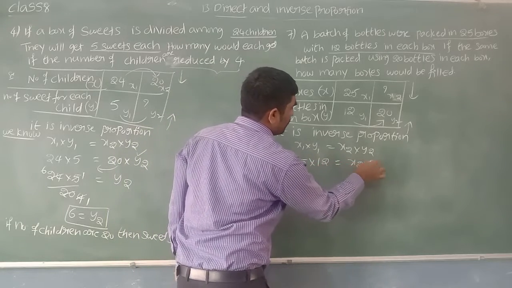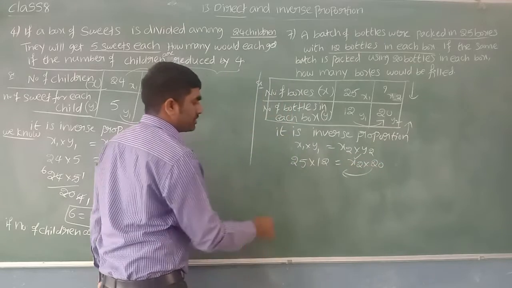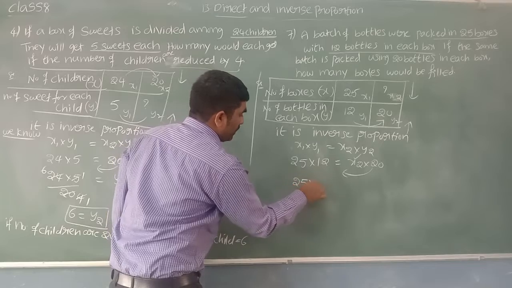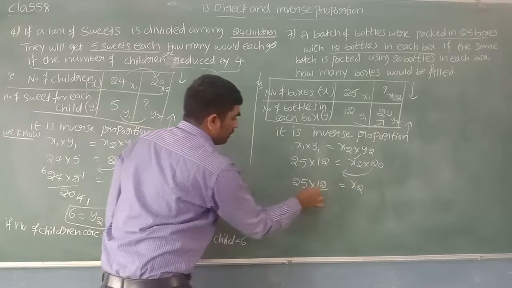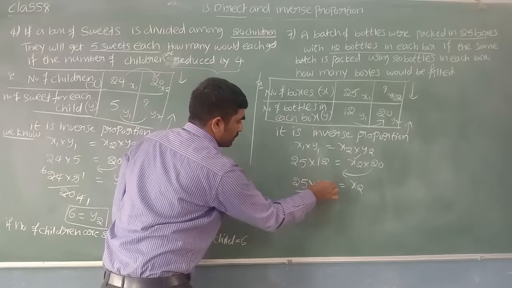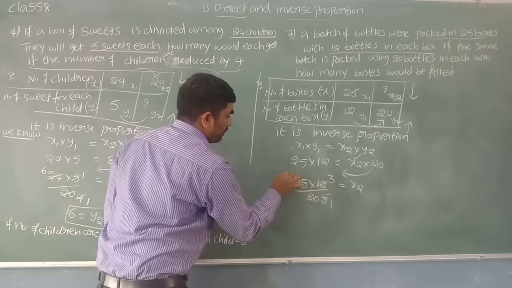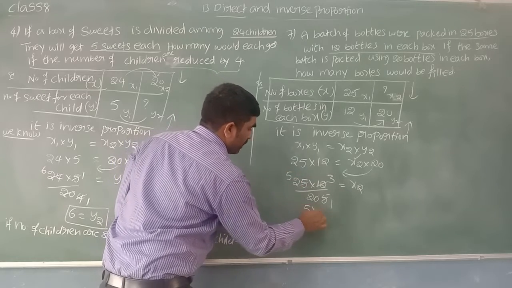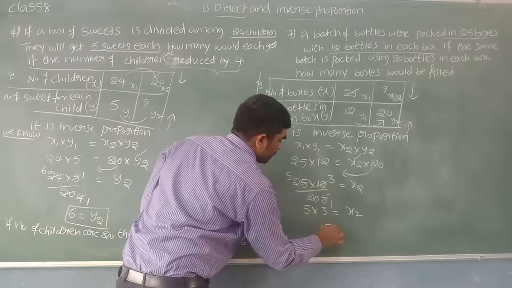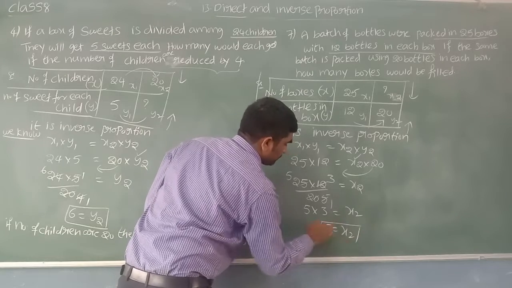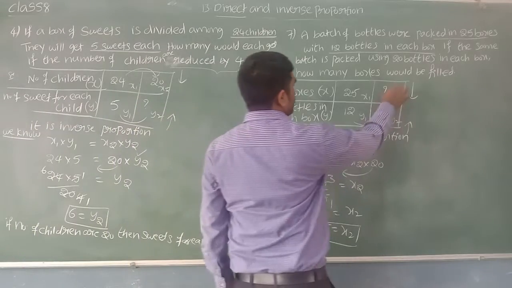x2 into what is y2? 20. Now find the value of x2 by transposing 20 to this side. So 25 into 12 is equal to x2 into 20. Dividing by 20: 4 3s are 12, 4 5s are 20. 5 1s are 5, 5 5s are 25. So 5 into 3 is equal to x2. 5 3s are 15, so x2 is 15.